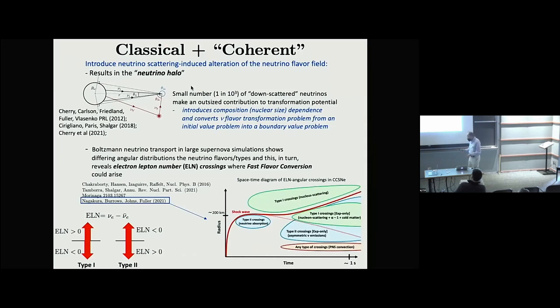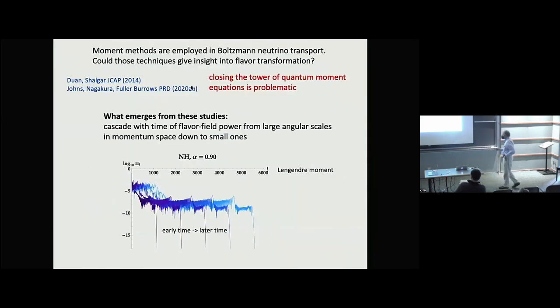Okay, and we also tried this, Luke Johns and Hiroki Nagakura and Burrows and I, trying to figure out some way we could put a package into these big supernova simulation codes that would mock up the main features of neutrino flavor transformation. We failed. And instead, what we did is we learned something about flavor transformation.